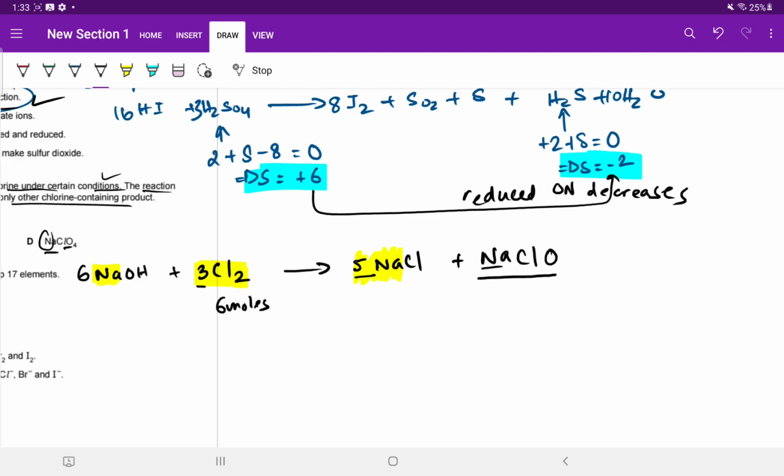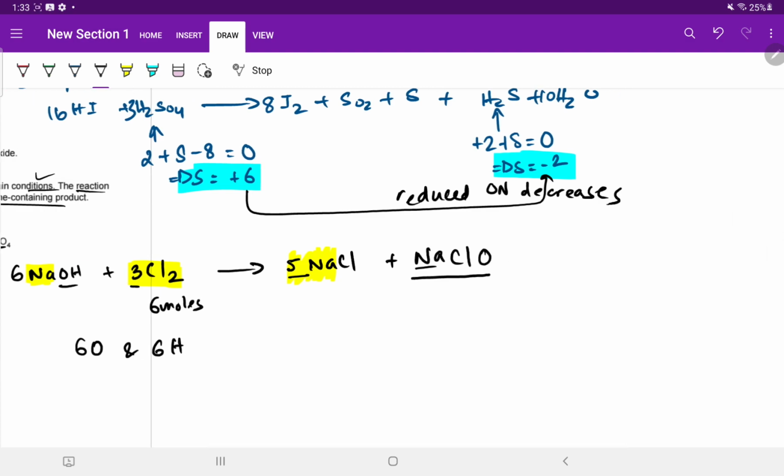Now we need to balance the OHs. We have 6 O's and 6 H's on the reactant side, and over here we just have 1 O so far. So we can balance this with H2O. We can balance the O and H's on the product side by adding water. There are 6 H's, so we can add 3 moles of water, because 3 times 2 gives us 6 moles of H.